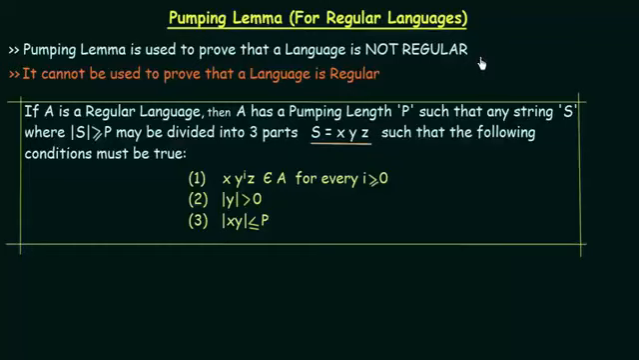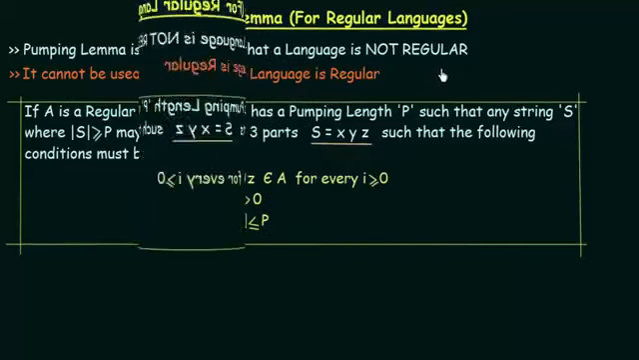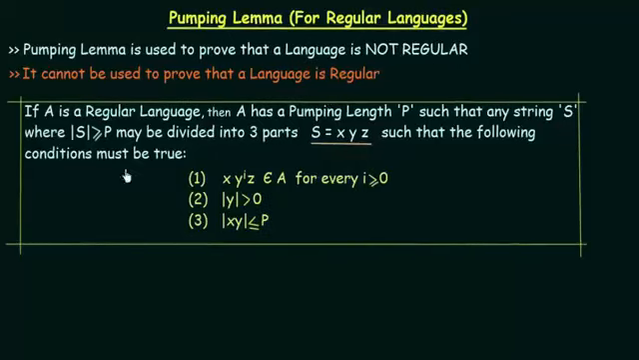So how can we prove that a language is not regular? For that, we will be using the pumping lemma. But you should keep in mind that the pumping lemma can be used to prove that a language is not regular, but it cannot be used to prove that a language is regular. It can only be used to prove that a language is not regular. Now we'll see what the pumping lemma states and how it can be used to prove that a language is not regular.